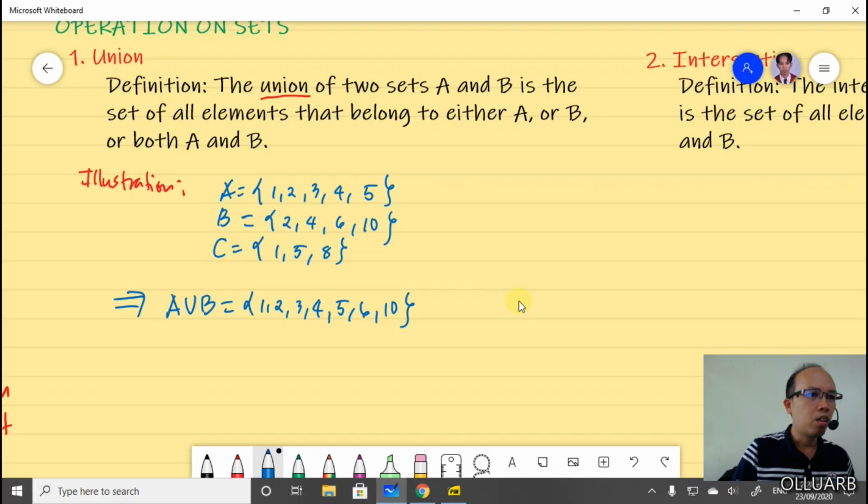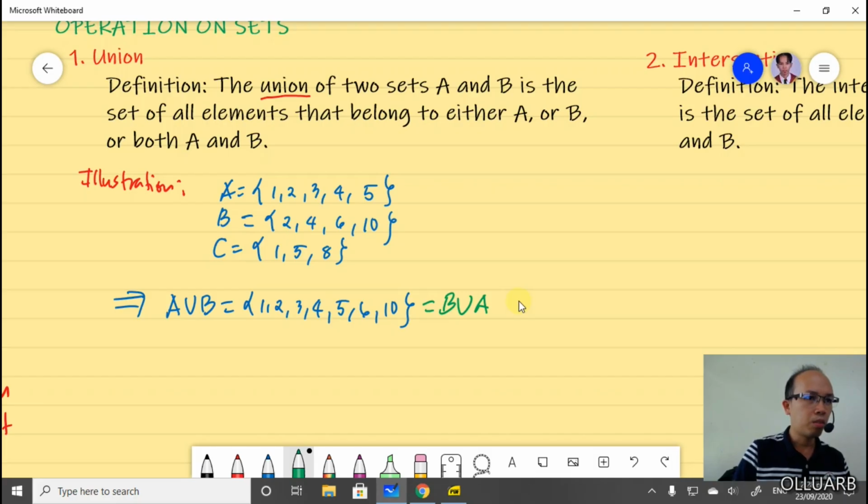Notice also that this is equal to B union A. So it's commutative. You just recall your algebra in your high school mathematics.